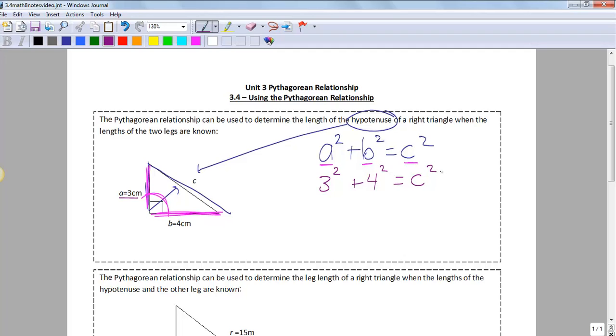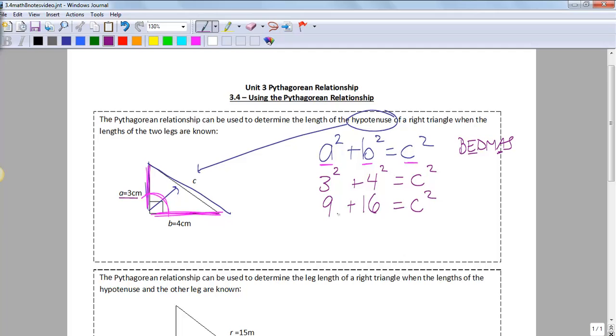Now, this is really important. This is not the same as saying 7 squared. You're going to get a totally different number. You have to remember a good old BEDMAS, do the exponents first before you do any adding and subtracting. So that means 3 squared is 9, 3 times 3. 4 squared is 16, 4 times 4, equals C squared.